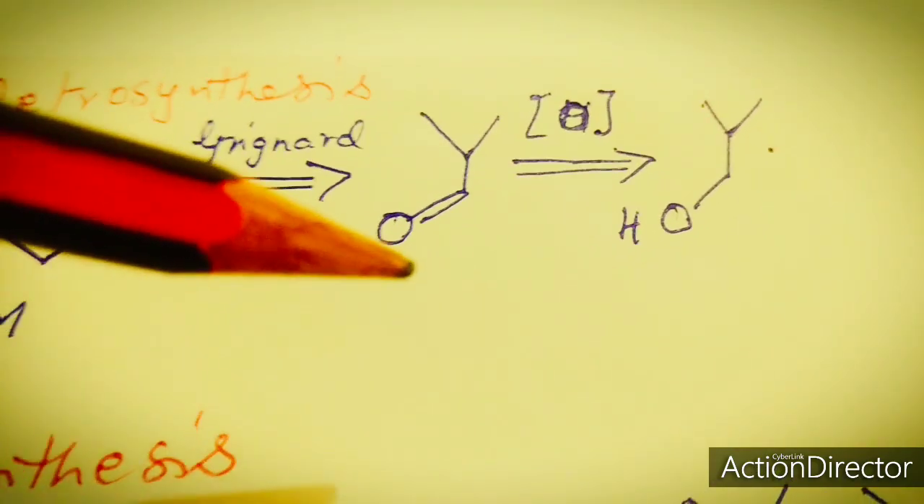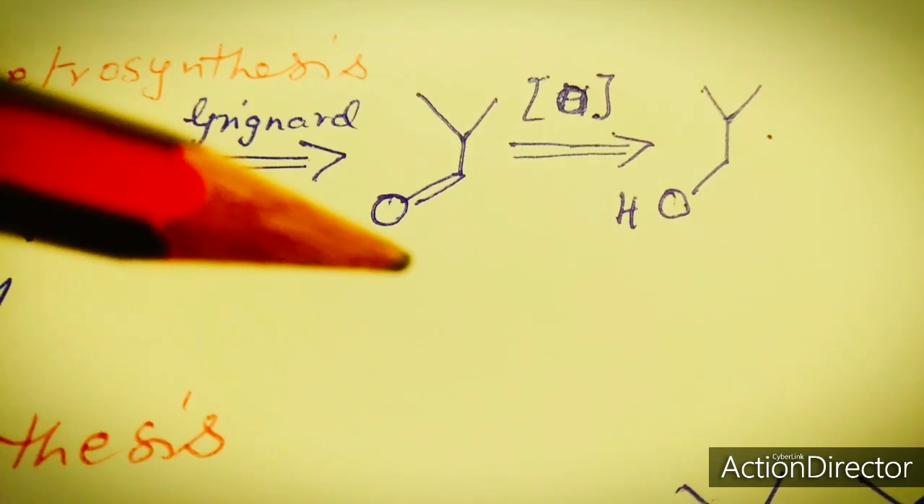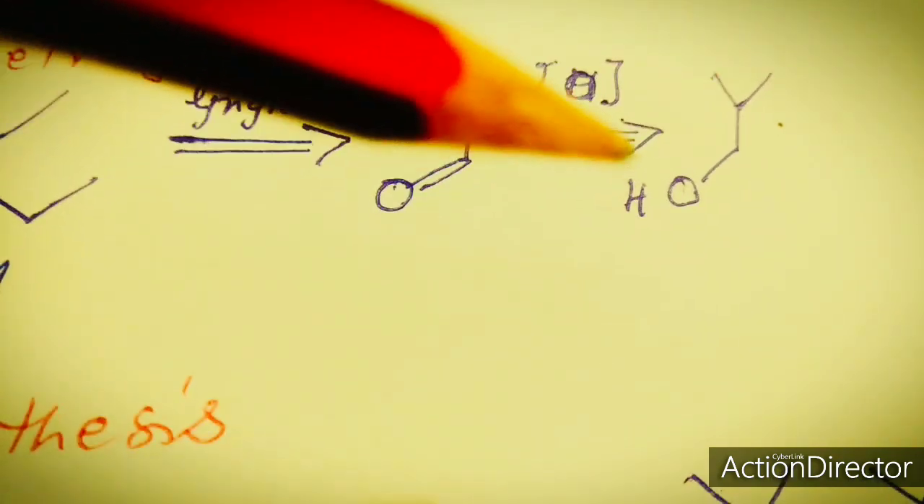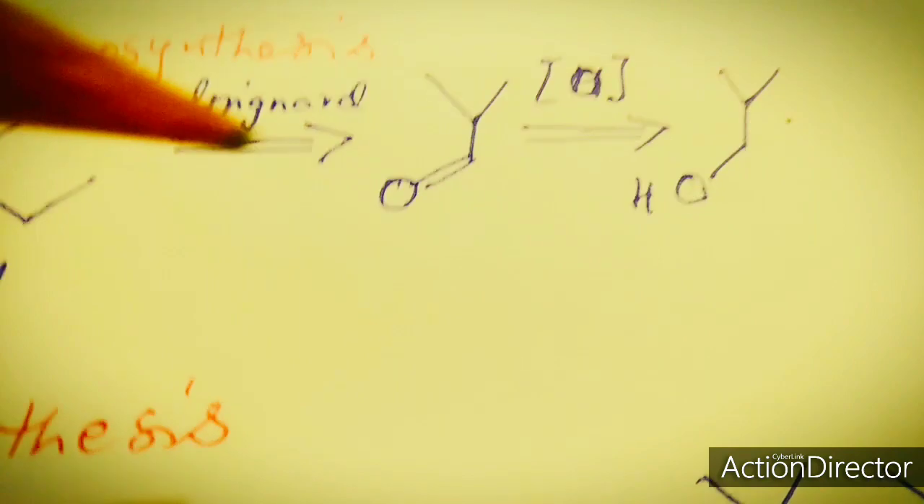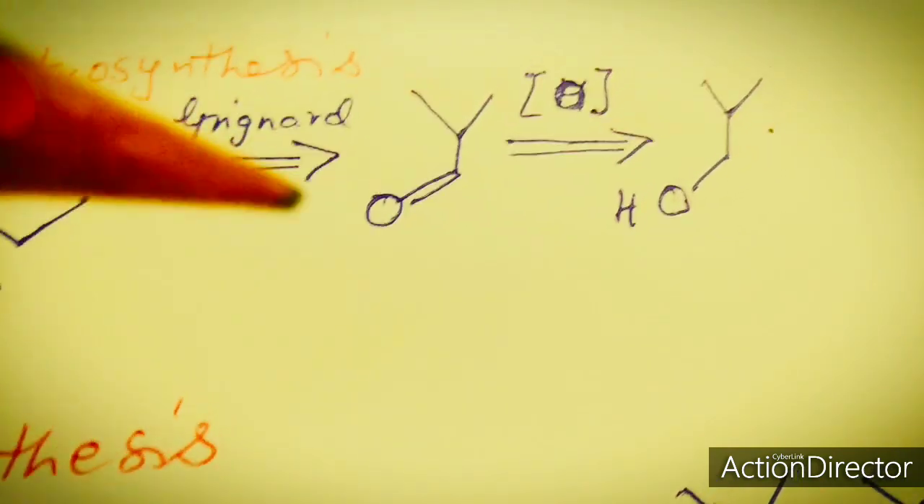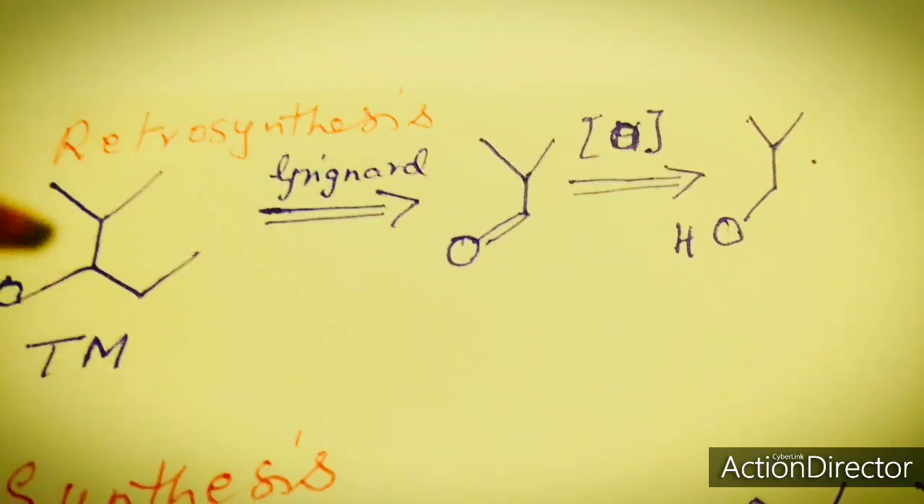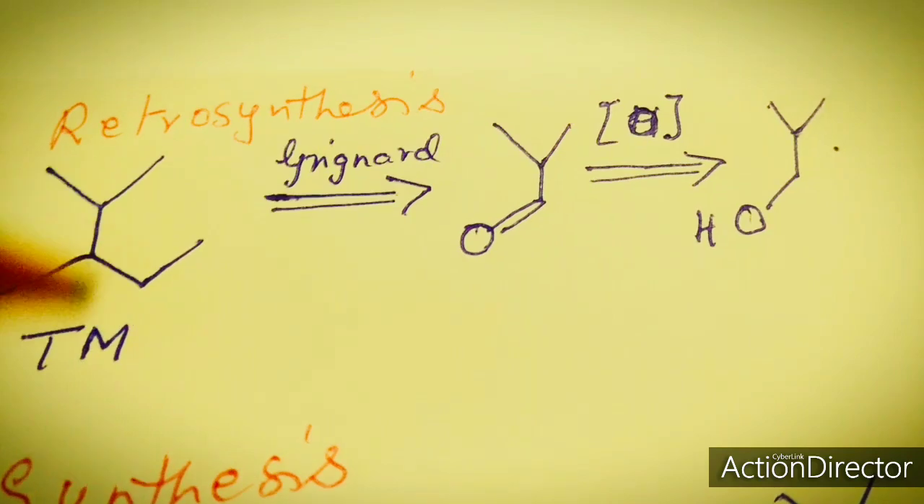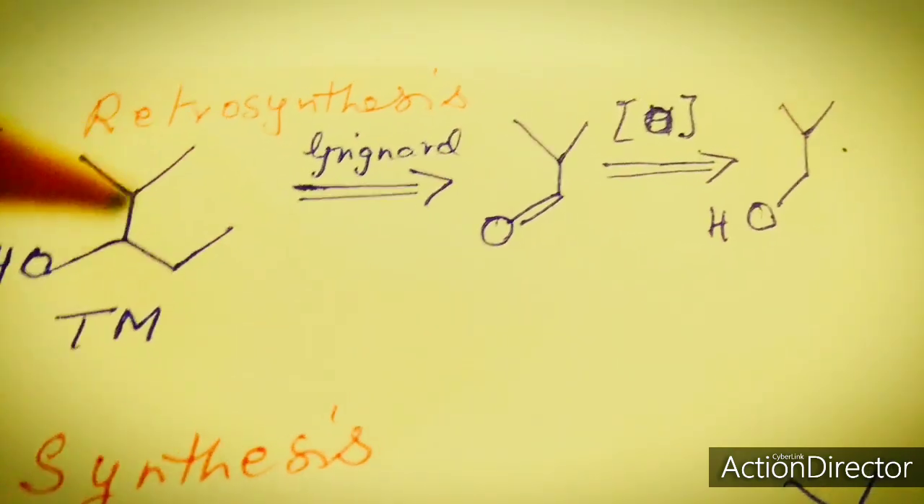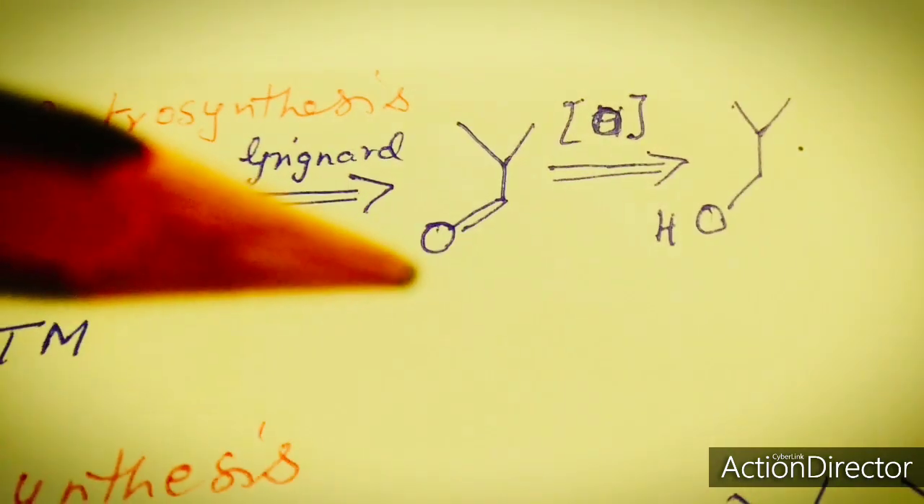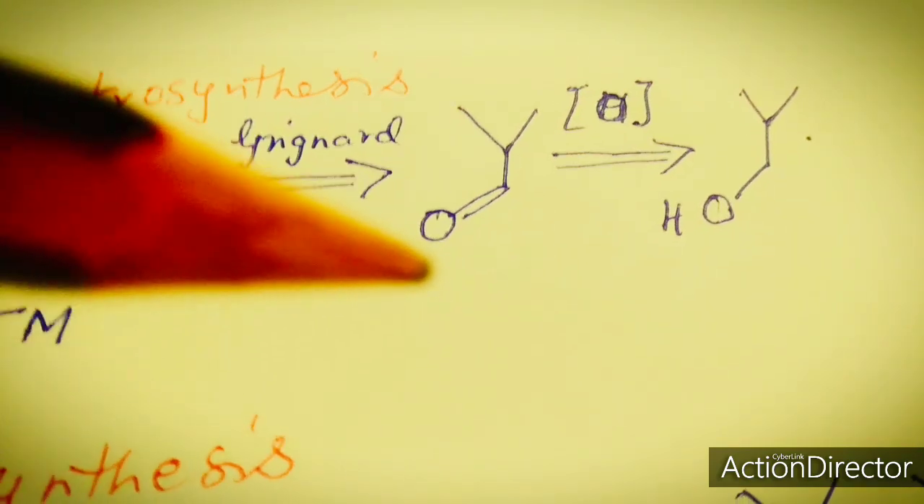Now we know that this carbonyl can be achieved from an alcohol. So what we are going to do in the reverse, we write this here. In the reverse, we are going to use Grignard reagent, so we wrote this here. And now, it seemed rather typical, but we've simplified it in one go.